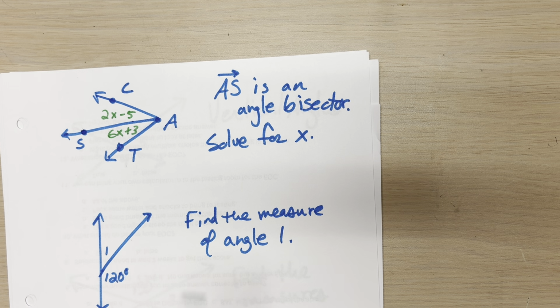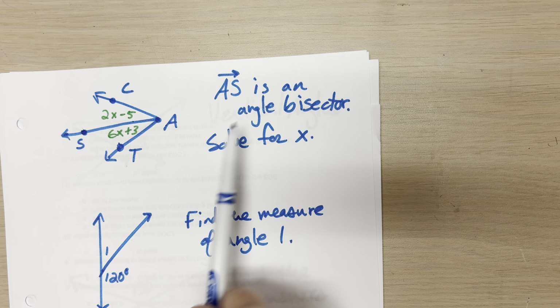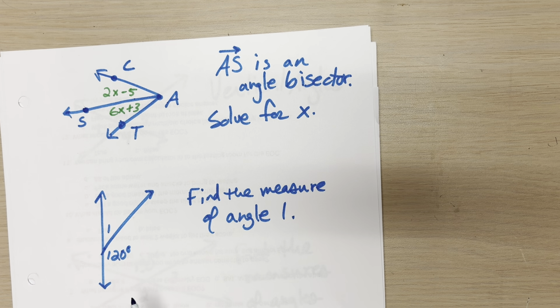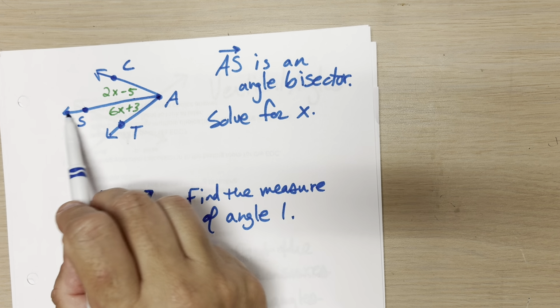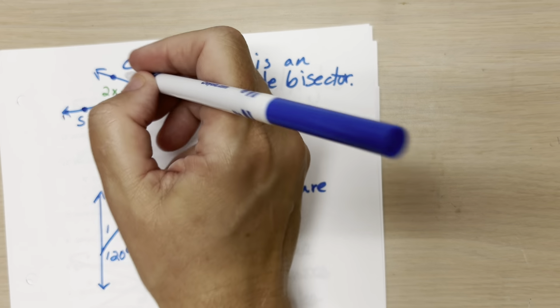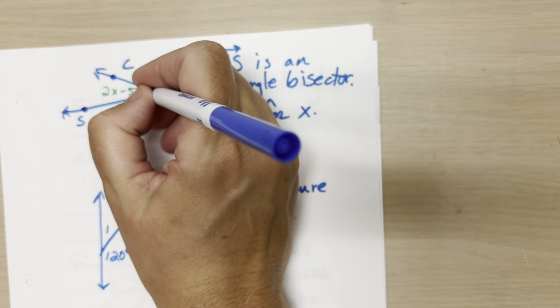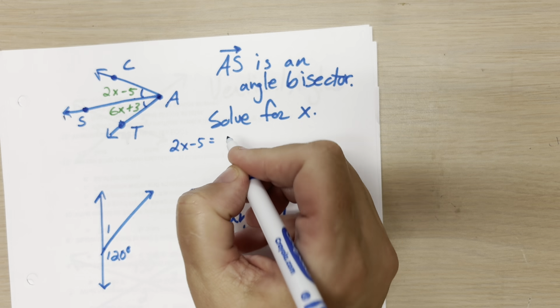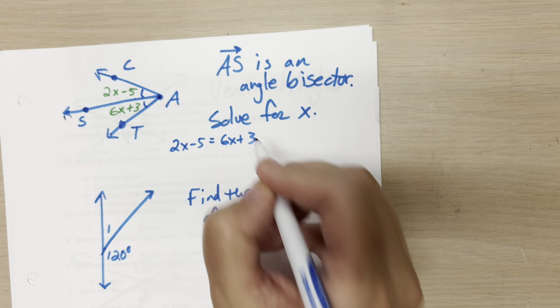All right, we've got ray AS is an angle bisector. They want us to solve for x. So AS is here, it bisects angle CAT. That means that this little piece up here is congruent to that. So we're going to set them equal. 2x minus 5 equals 6x plus 3.